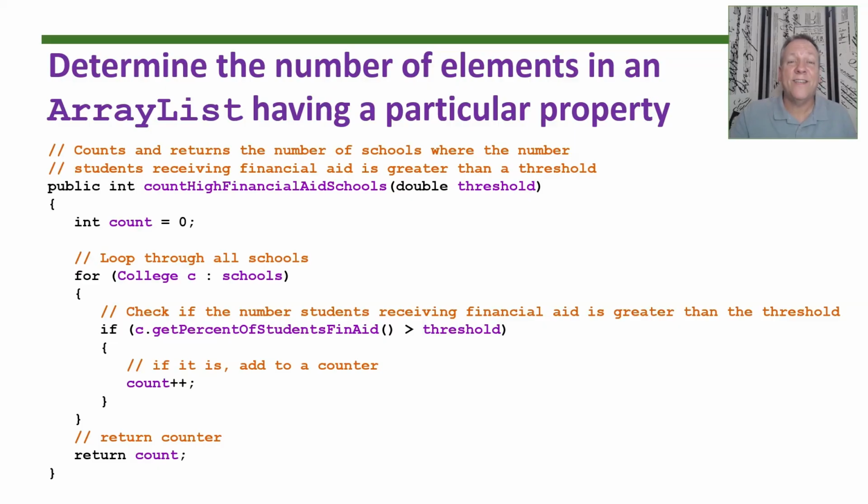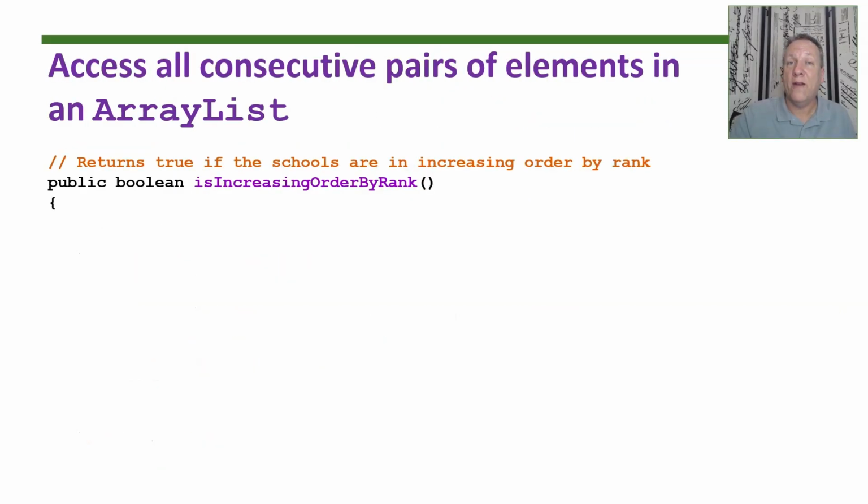Fantastic. Let's look at another algorithm and implementing another method here. This one is to access all consecutive pairs of elements in an array list, one of our algorithms that we want to explore in section 4.10. We're going to write a method called isIncreasingOrderByRank, and we're going to return true if the schools are in increasing order by rank. Return false otherwise.